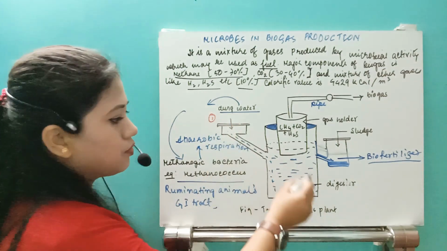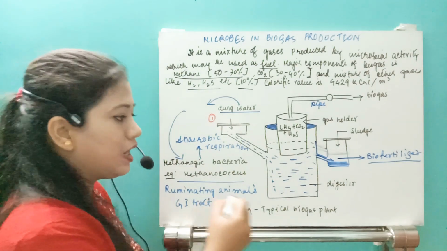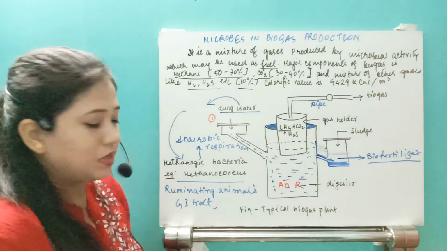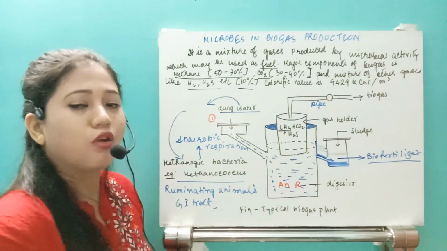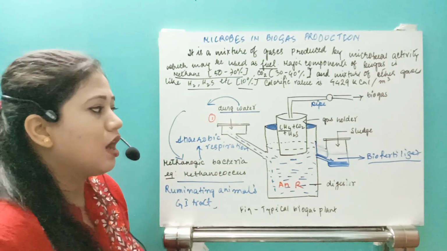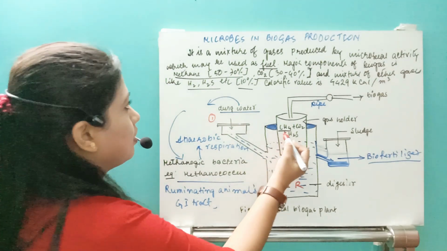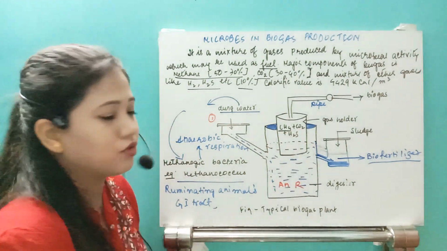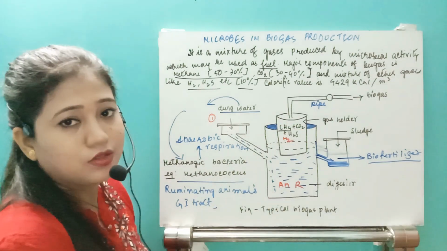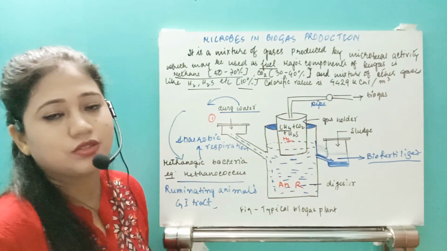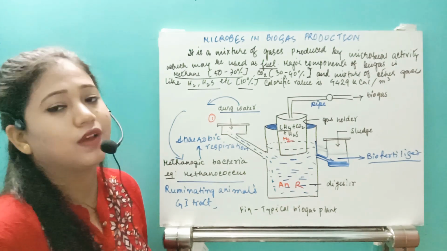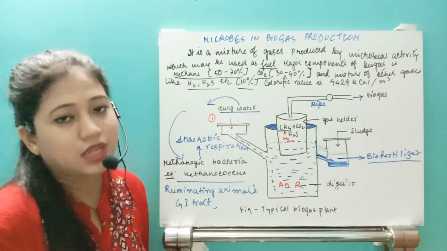Then it will go into the digester tank. In this digester tank, it will undergo anaerobic respiration. That means the methanogenic bacteria will work on the cellulose, and during this anaerobic respiration it will produce products like methane, carbon dioxide, hydrogen sulfide, hydrogen, etc. The methane percentage is around 50 to 70%, carbon dioxide is around 30 to 40%, and the remaining gases like hydrogen sulfide or hydrogen can be around 10%.